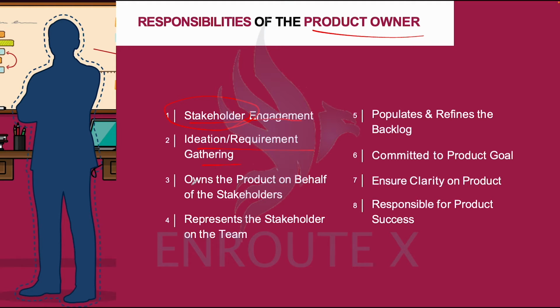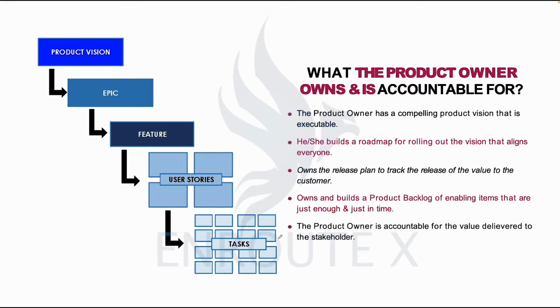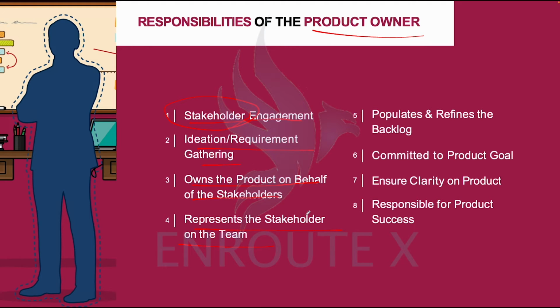Of course, we've mentioned earlier that he owns the product on behalf of the stakeholders, representing the stakeholders. So he owns the product, he owns the product backlog, representing the stakeholder on the team. We know that already. Of course, we know that from the last module. It populates and refines the product backlog.